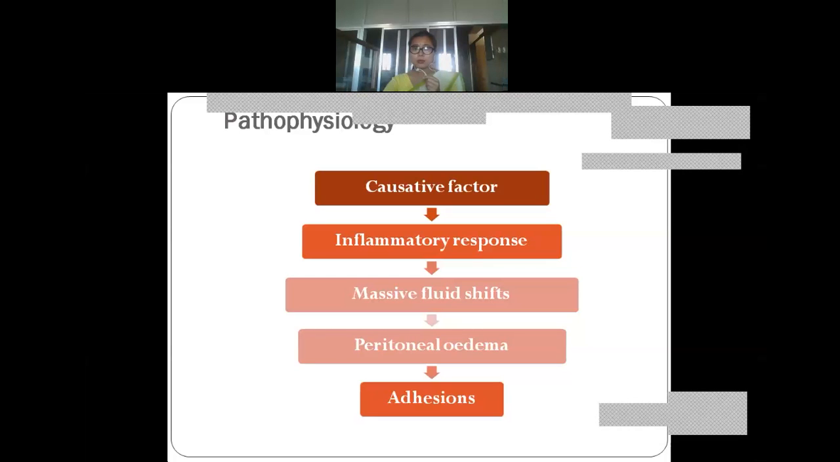So fluid shifts will be from the vascular space to the peritoneal cavity. Means fluid, all your plasma, blood, they are present inside the vessel, right? So in this case, all those fluid will be moved out to the peritoneal cavity. So that is termed as peritoneal edema, okay? And then adhesions, it will lead to adhesions. Adhesions means scarring. So as the inflammatory process keeps going on, it can lead to scarring.